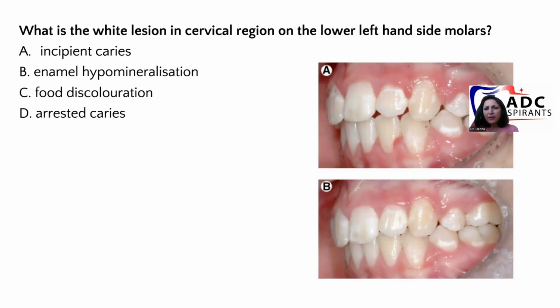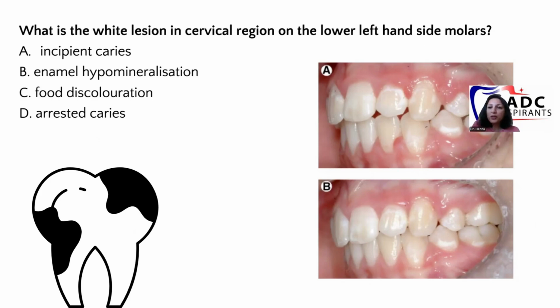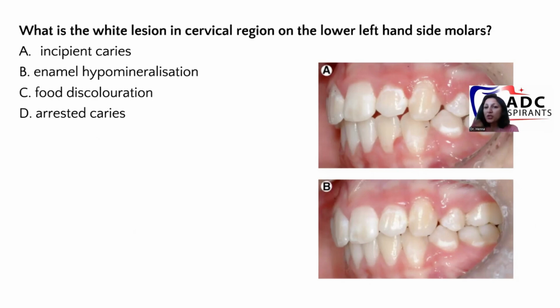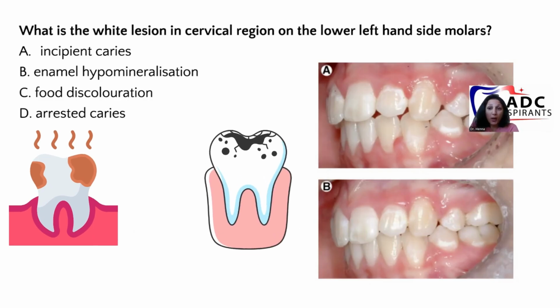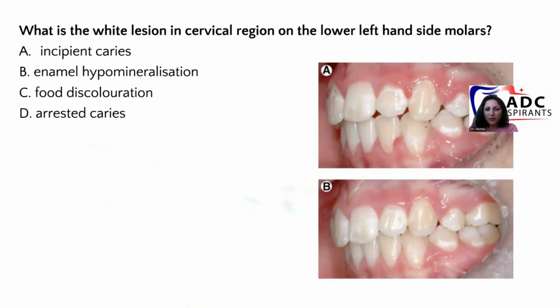C, food discoloration. Whenever we see any sort of dietary stains or food discoloration, they will be a bit different in color. Either they'll be brownish or dark, with a dark hue on the teeth. They will not be as white as you can see in the pictures here. And we know arrested caries does not look anything like this. So I'm going to be choosing between A and B.